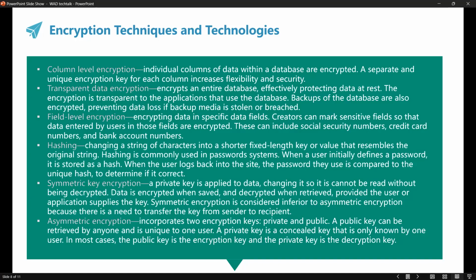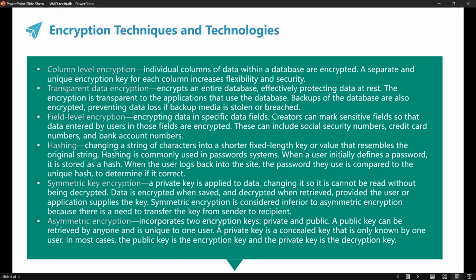Encryption techniques and technologies. Column level encryption: individual columns of data within a database are encrypted. A separate and unique encryption key for each column increases flexibility and security. Transparent data encryption encrypts an entire database effectively, protecting data at rest. The encryption is transparent to the applications that use the database. Backups of the database are also encrypted, preventing data loss if backup media is stolen or breached.